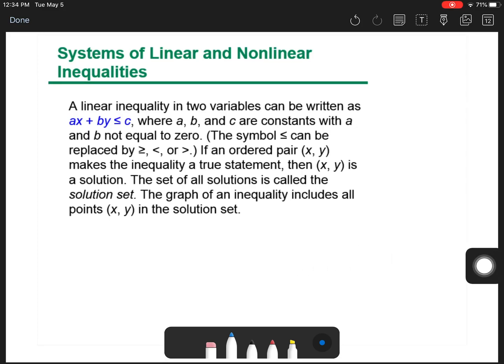So in other words, with inequalities, there's not just one or two solutions. In these there's going to be like a half plane. So there's going to be an infinite number of solutions that will be in the form of ordered pairs.